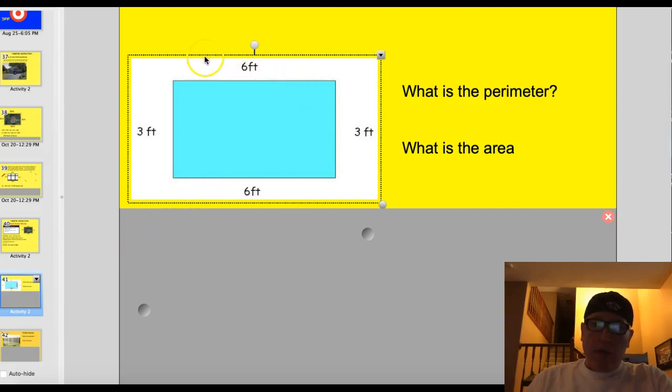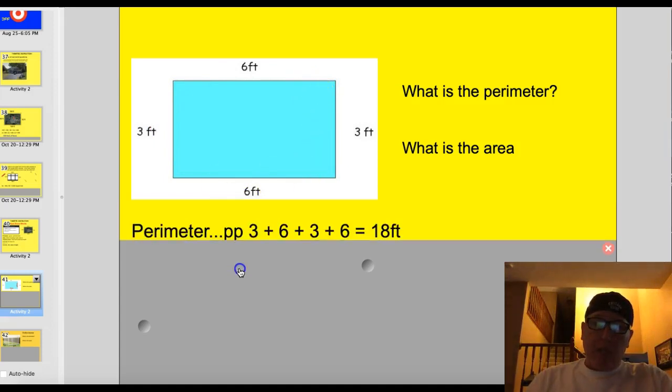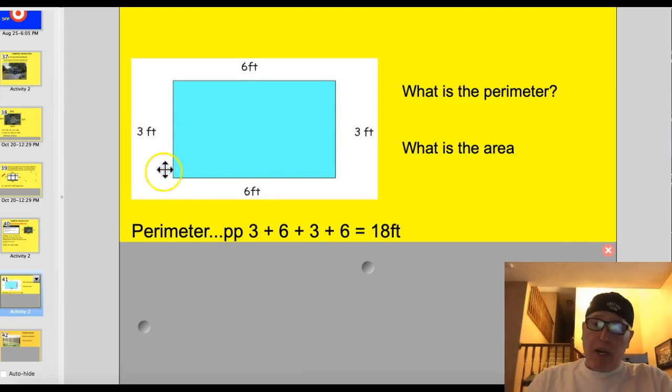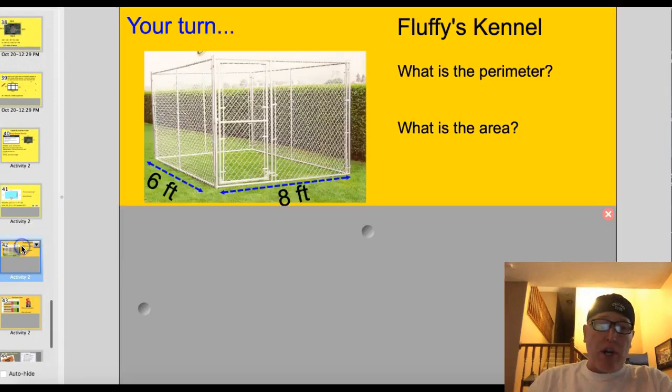All right, this one right here. What is the perimeter and what is the area? Well, the perimeter is going to be PP, right? 3 plus 6 plus 3 plus 6. So that looks like 18 feet, and again, it's linear. What's the area? Well, it's going to be the base times the height here. 6 times 3, and that's going to be 18, and that's going to be feet squared. Slam bam, thank you, ma'am, right? Super easy target. Go ahead.